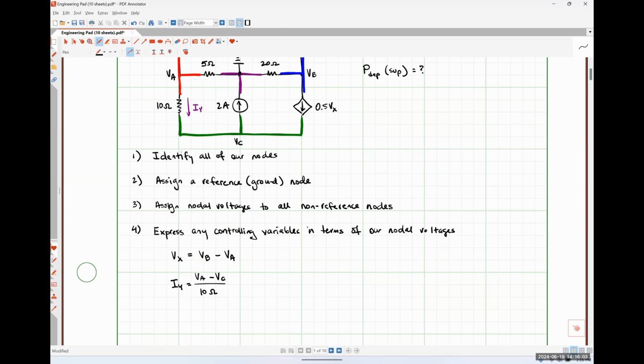So these are just using Kirchhoff's voltage law and Ohm's law for the definition of Vx here.